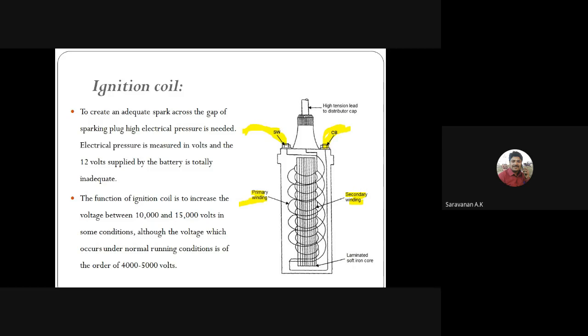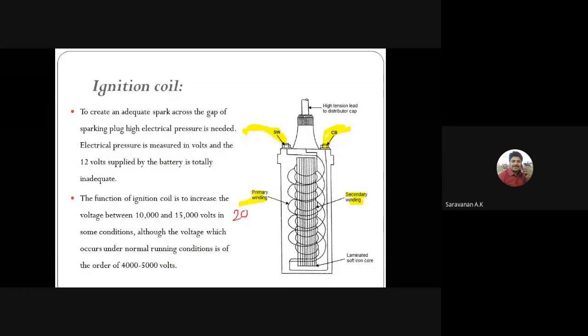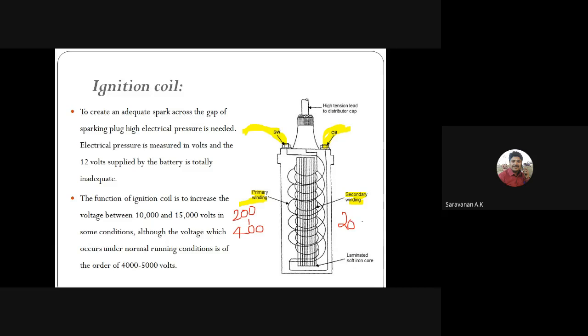So the primary winding always has fewer turns, right? It is the outer periphery. Here the number of turns will be 200 to 400. You may remember this one. So the primary winding will have 200 to 400 turns, but the secondary coil has around 20,000, right?